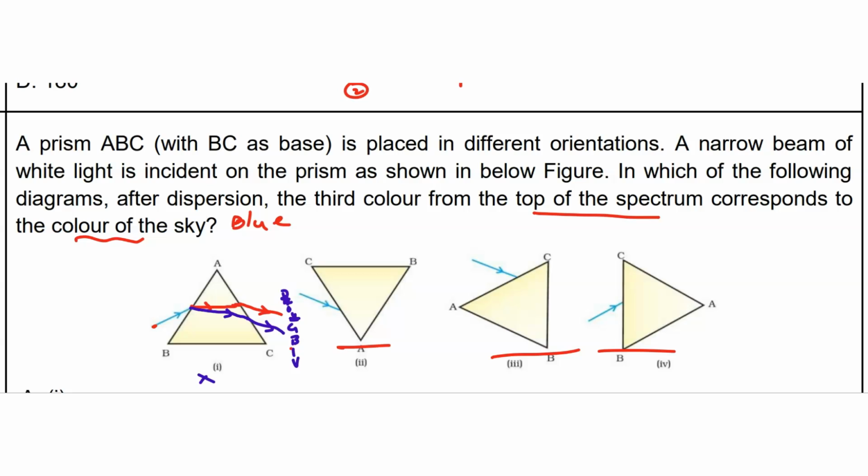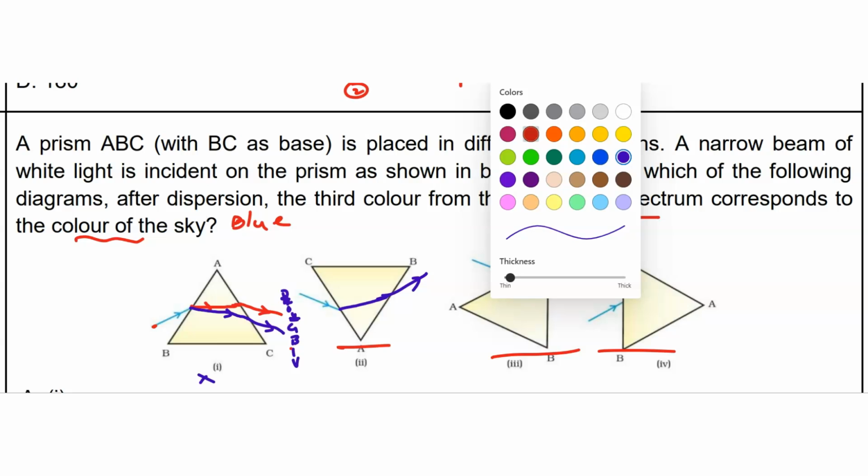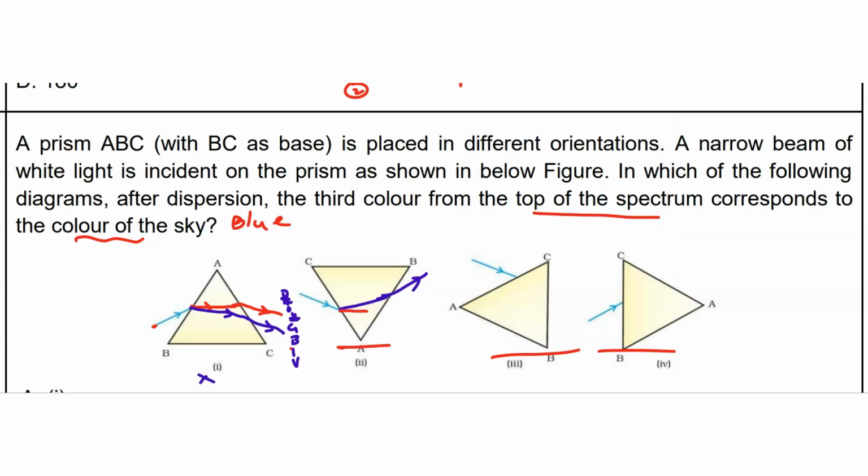Let us take this option. You know that violet color bends the most, which is towards the base of the prism like this. And the least bent is red color. This has been totally inverted, and this will be like this. So what will be the spectrum? From the top it is VIBGR, right? So the top is violet and the bottom is red color here. What will be the third color? This is blue in this case.